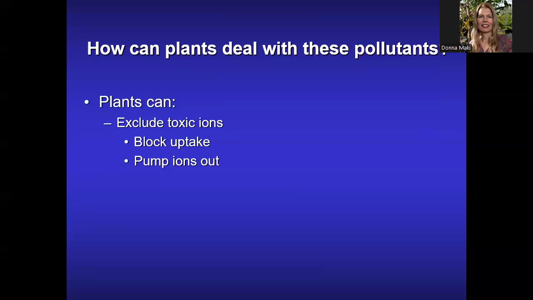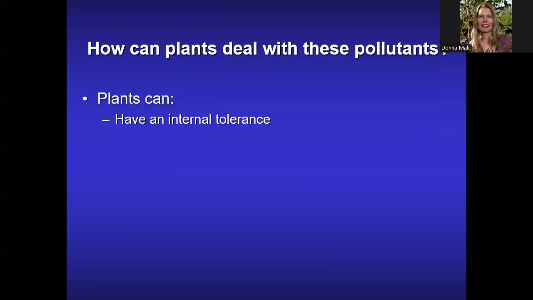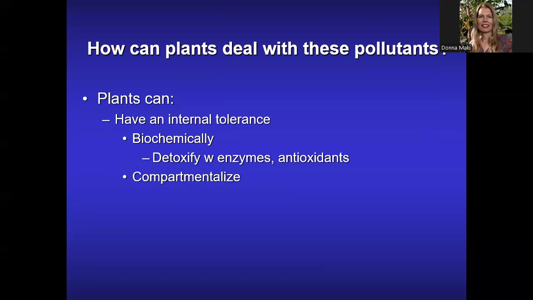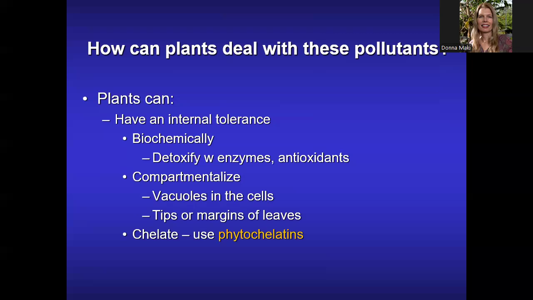Sometimes, depending on the plant, it may just be okay with some level of these pollutants, where it can just tolerate it. It might be able to do that because it has enough enzymes up and running that can do something with these pollutants, or enough antioxidants up and running that can help. It can try to compartmentalize the pollutant. Very often the vacuole is the choice. Stuff them in the vacuole so that they can't mess with all the lovely proteins and enzymes and other organelles in the cell. And again, going to the tips or margins of the leaves, or they can try to chelate it. That's another option. There's a group of chelating molecules that some plants have. They're called phytochelatins.